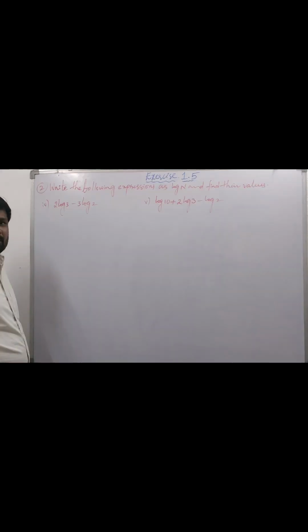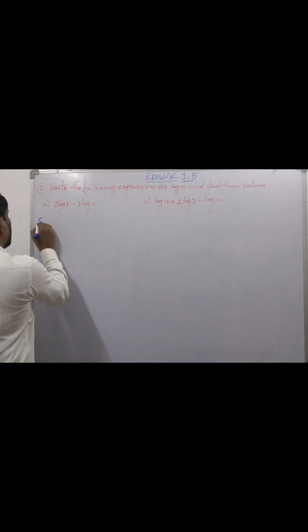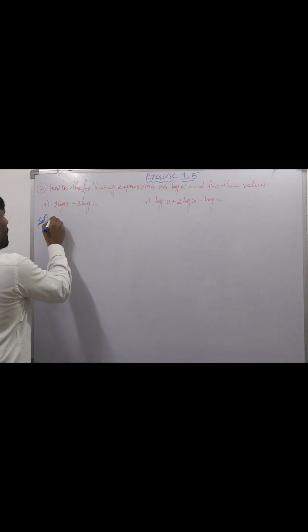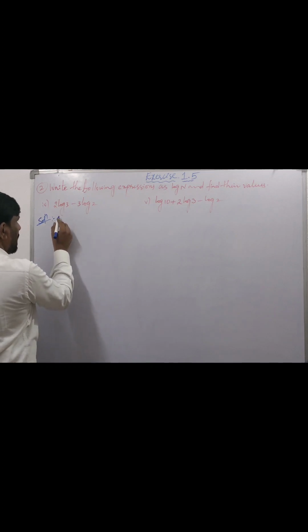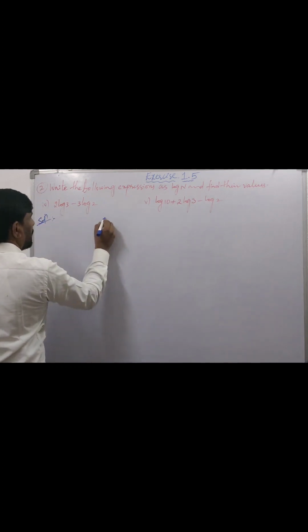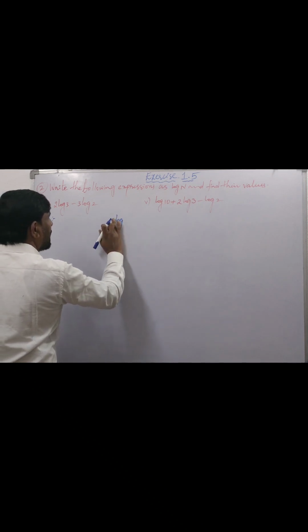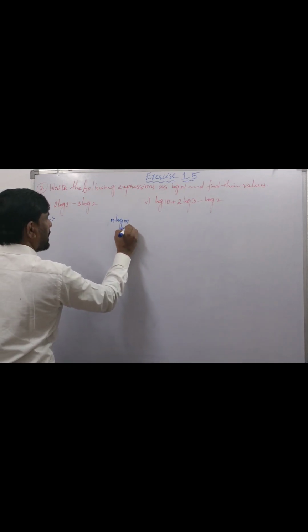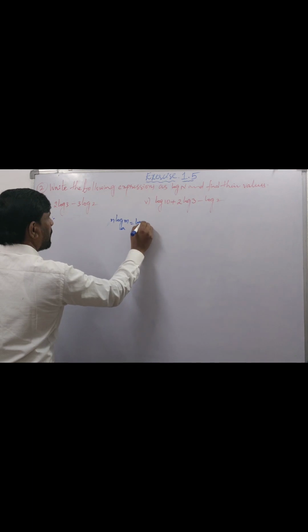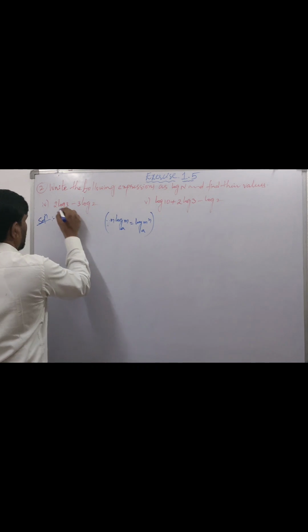Clear? Right. Second problem. Write the following expressions as log n and find their values. Same here. We need to apply the logarithm formulas. 2 log 3 is in which form? It is in the form of m log n, or else n log m. n log m to the base a is equal to logarithm of m to the power n to the base a, right? According to this formula, I'll try to write this.